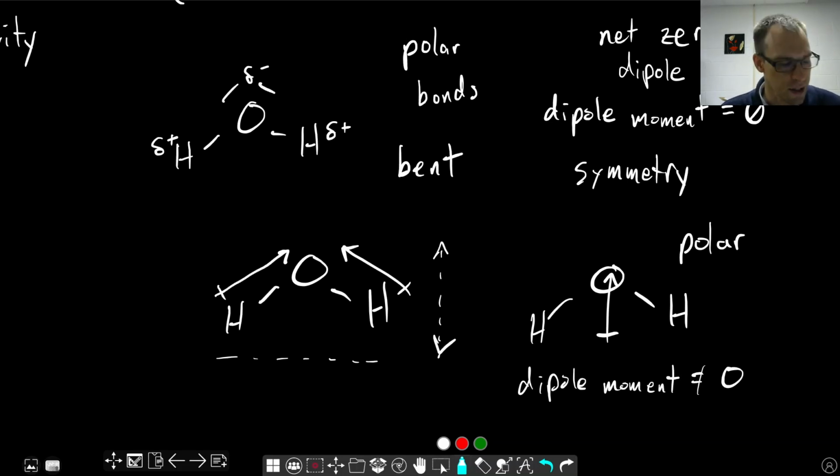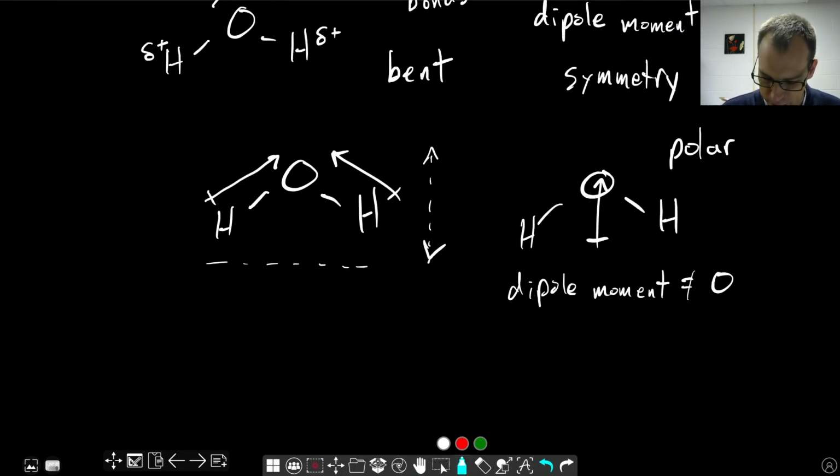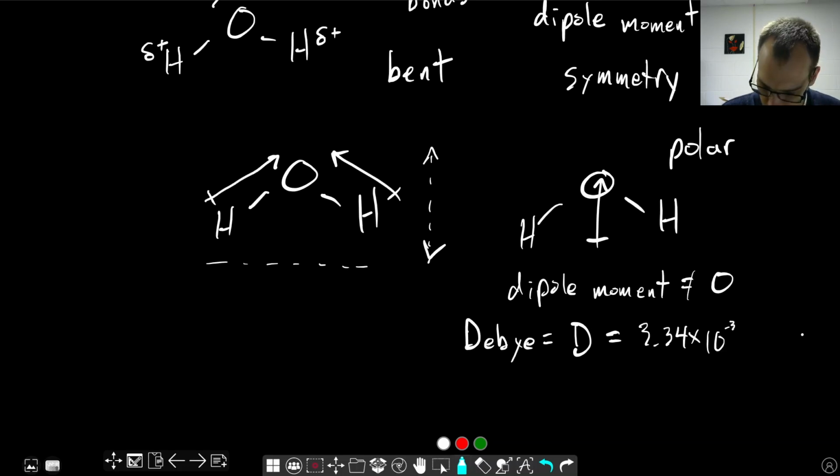and we can actually quantify this value. Dipole moments are given in units of debye, written as a capital D, and this has a specific meaning, which is 3.34 times 10 to the minus 30th coulomb meter. We're not really going to use this a whole lot, but just so you know what this is in case you're curious. In these units, water has a dipole moment that's not zero, and it's equal to 1.85 debye.